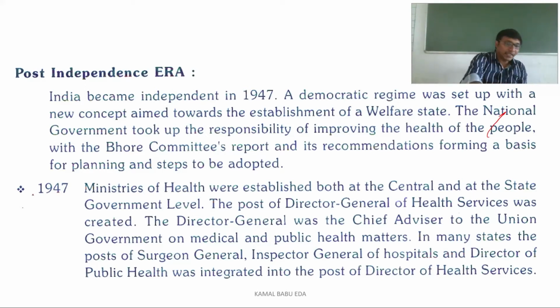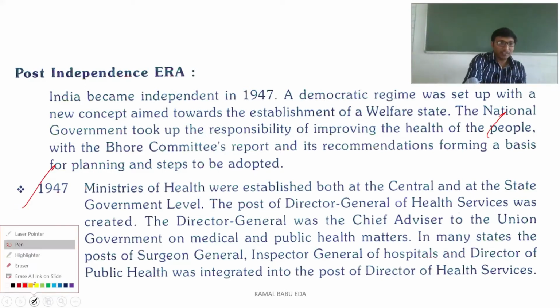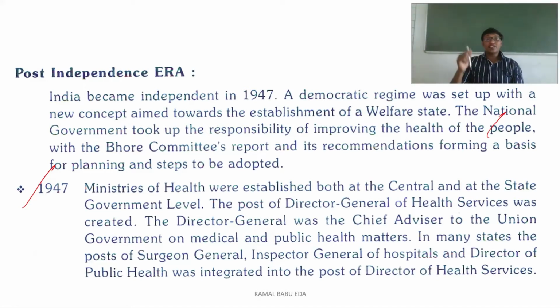And in the year 1947, the ministers of health were established for both the central as well as state governments. As a result, we now have a health minister for each and every state, and also a health minister at the central government level. And the post of Director General of Health Services was created. The Director General is the chief advisor to the union government on medical as well as public health matters.